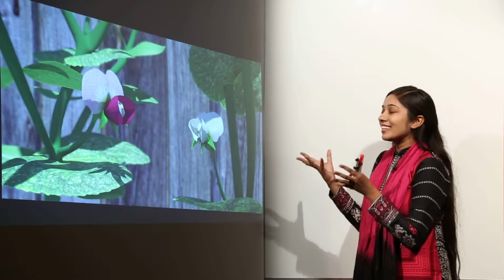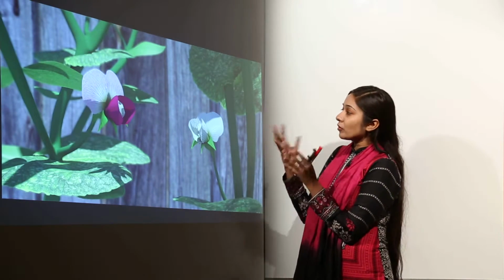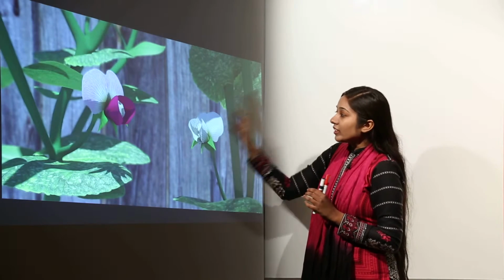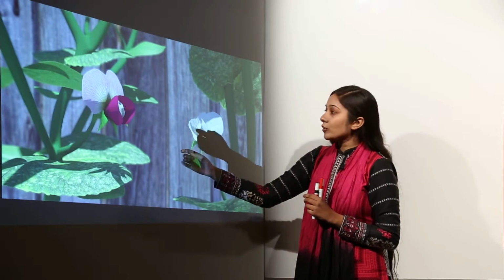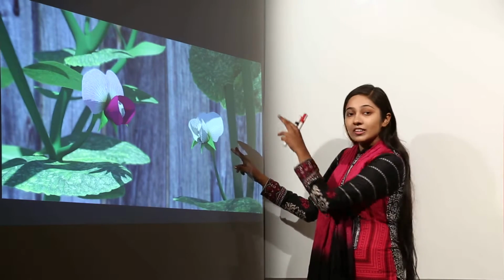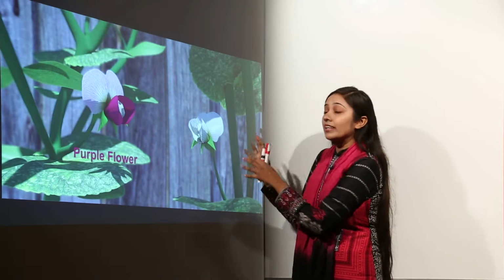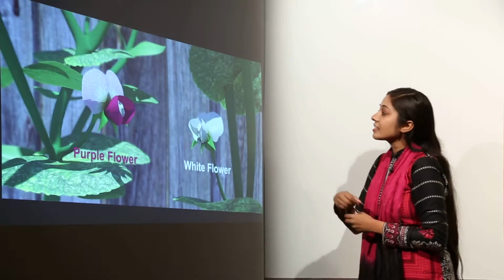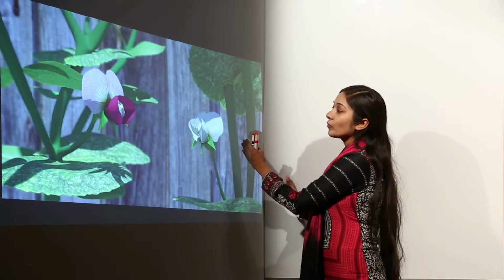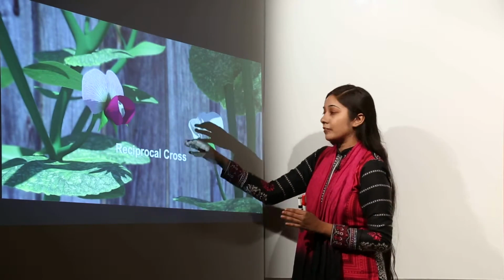Then he did some reciprocal cross. What is a reciprocal cross? It means pollen grains from the purple flower are going to sit on the stigma of white flowers. And then also it can be demonstrated as the pollen grains from white flowers are going to sit on the stigma of purple flowers.